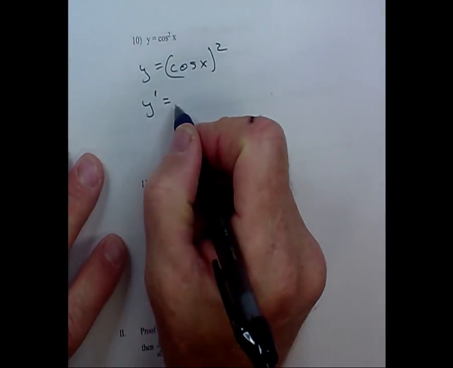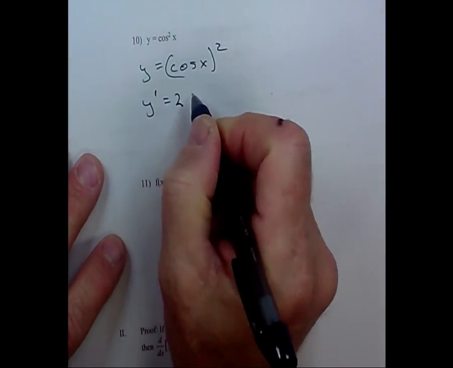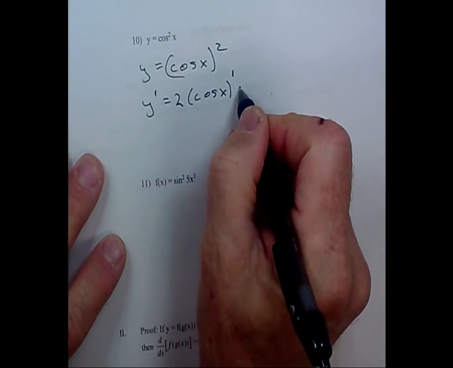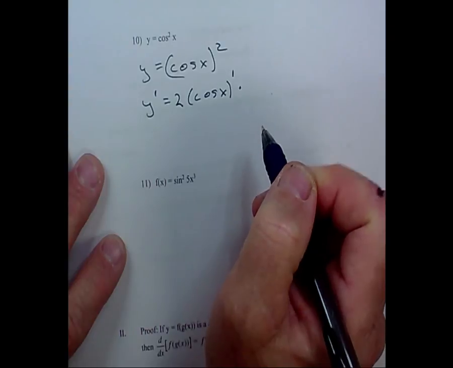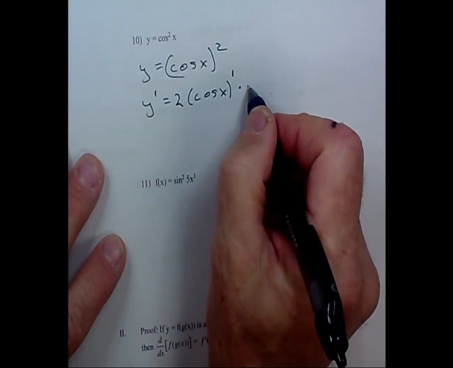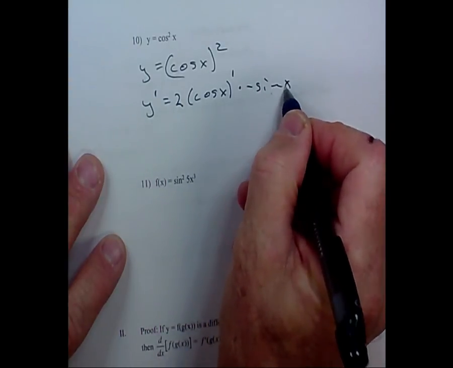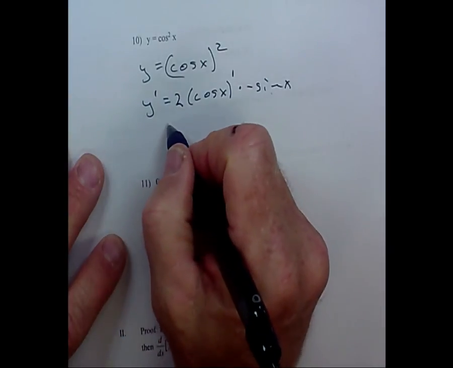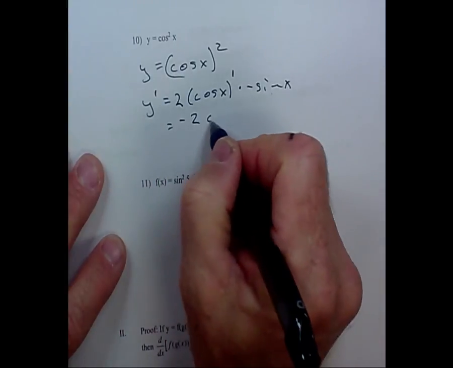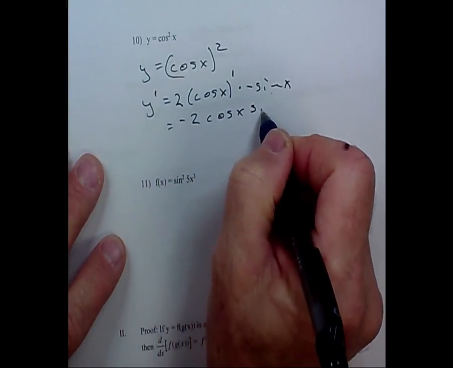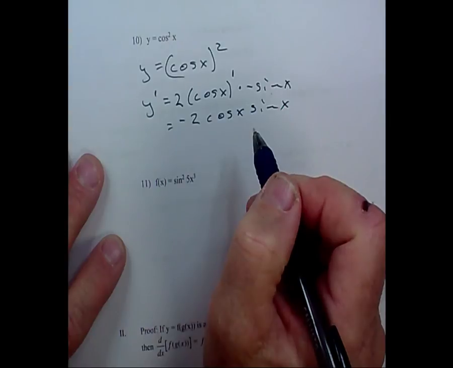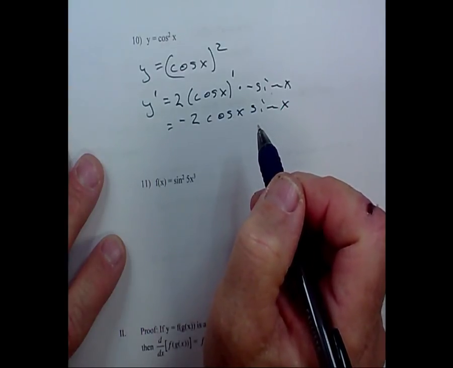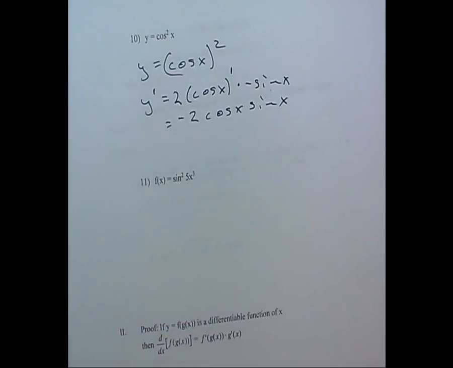Well, I got to bring the 2 down in front. And then I'm going to leave the cosine of x alone. I'm going to raise it to the first power. And now I'm going to come in here and get what? Negative sine x. Everybody okay on that? Because the squaring's on the outside. So your final answer is negative 2 cosine x sine x.